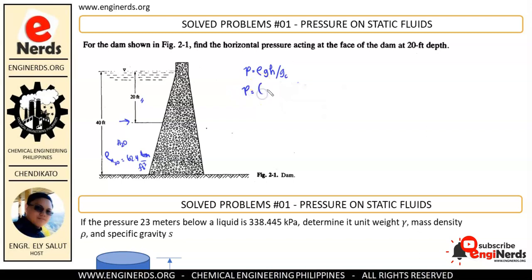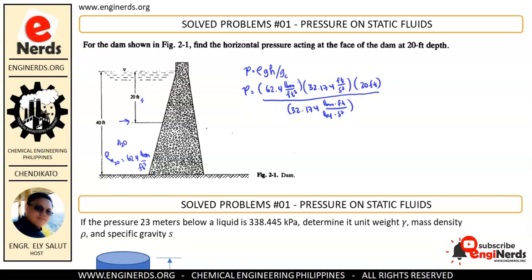Unahin natin yung ating density, which is 62.4 pound mass per cubic feet times ang ating acceleration due to gravity, 32.174 feet per second squared. Then, ang ating height, which is equal to 20 feet. Over our gravitational conversion factor, which is 32.174 pound mass foot per pound force second squared.